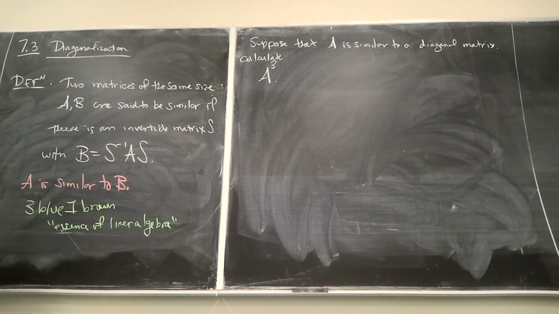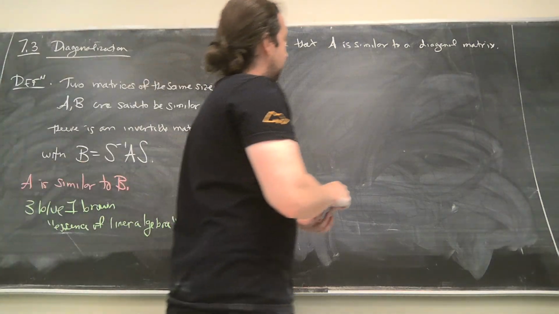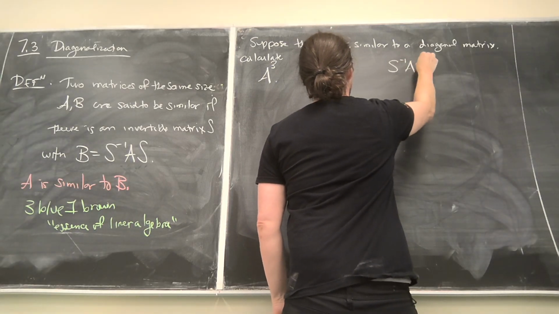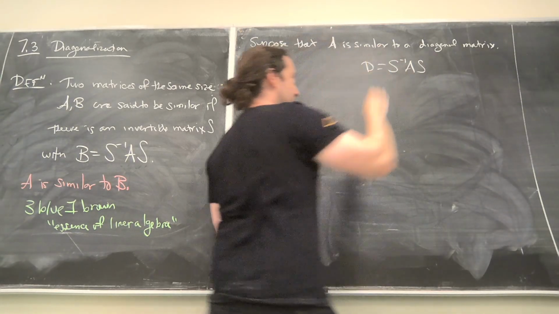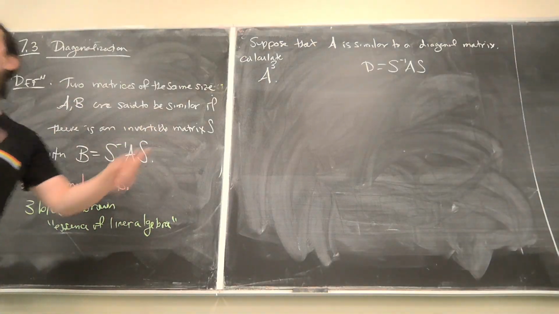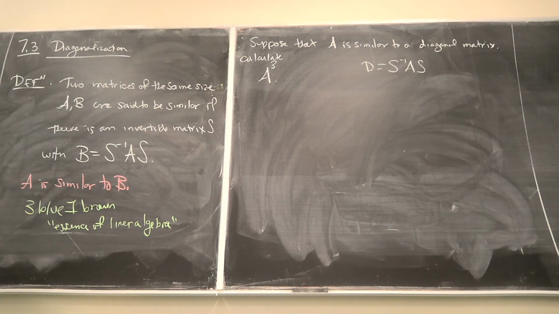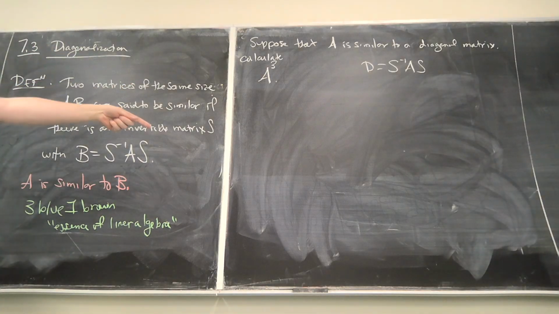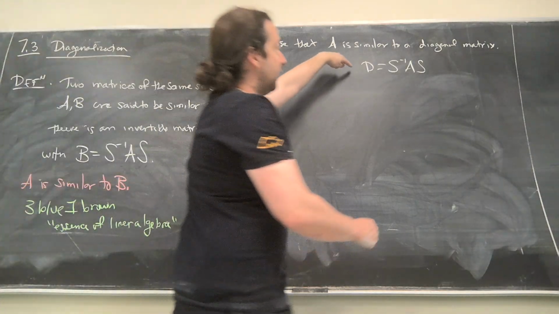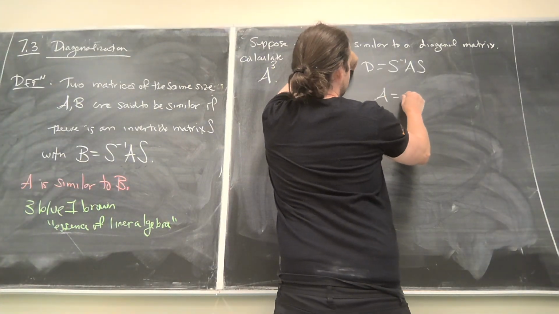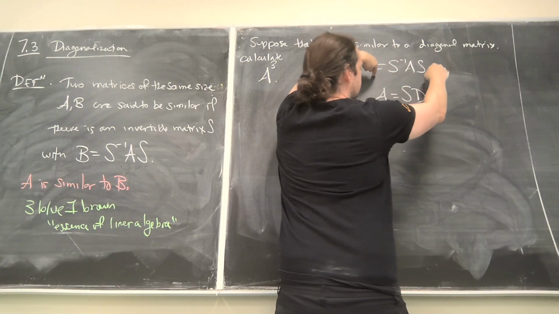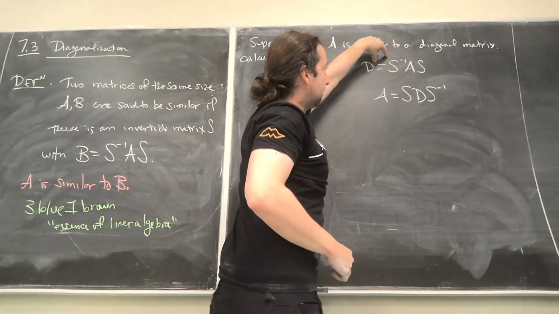So the first thing we're going to write down is, if A is similar to a diagonal matrix, that means that S inverse AS is equal to the diagonal matrix D. That's what it means for A to be similar to a diagonal matrix. And I want to replace A with an expression that has diagonal matrices in it. If I multiply both sides on the left by S and both sides on the right by S inverse, I could turn this equation into A equals S D S inverse.